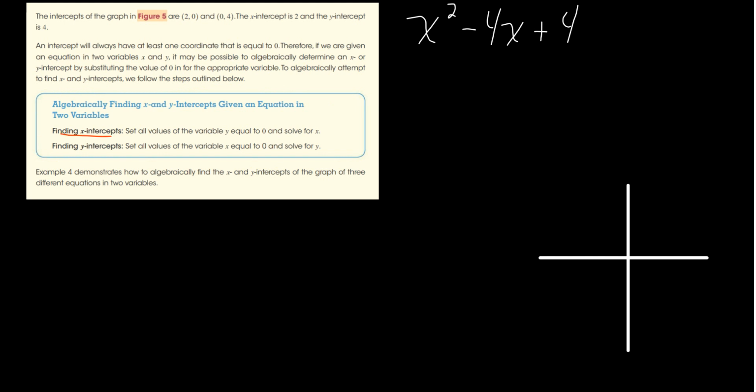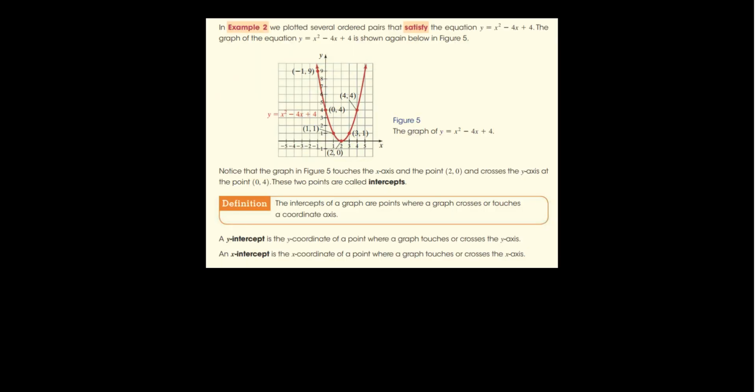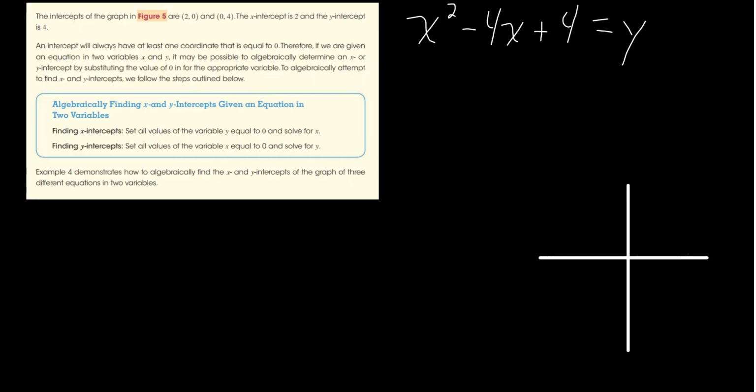Finding the x-intercept. So if we want to find the x-intercept, we set all values of the variable y equal to 0. Which, speaking of, probably should have said this is equal to y, right? It's equal to y. So if you want to find the x-intercept, you set y equal to 0. And if you want to find the y-intercept, you set x equal to 0.